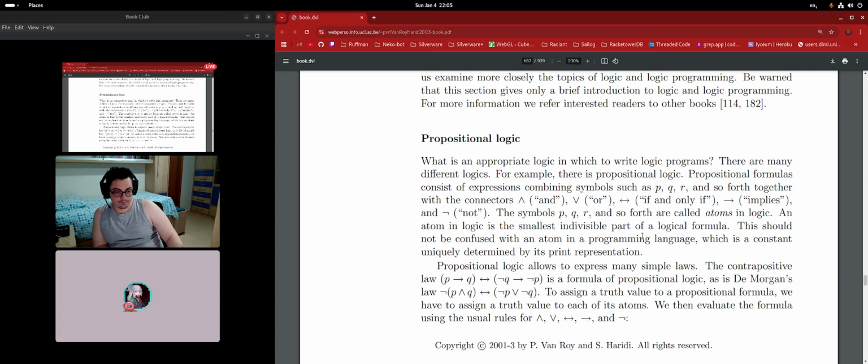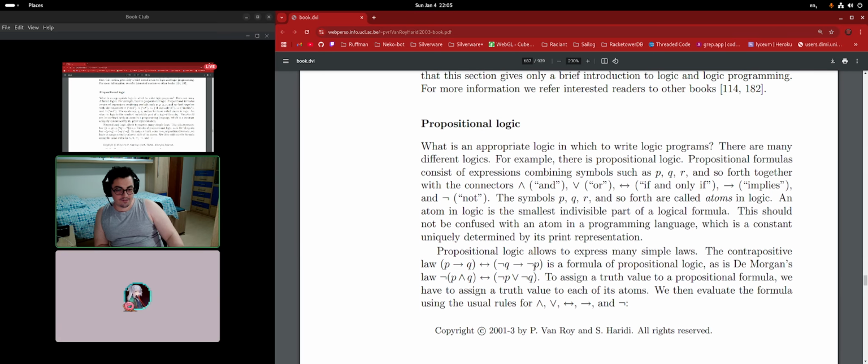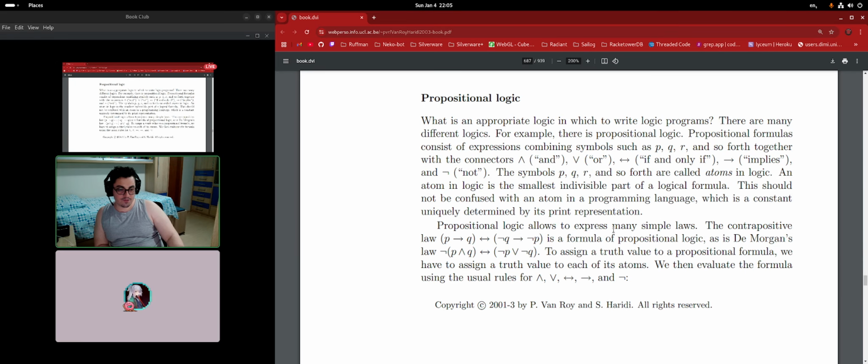Don't confuse this with an atom in a programming language. From this point onwards, you are like a blank sheet of paper. Everything is new, all the terminology is new. Propositional logic allows us to express many laws, such as the contrapositive. You also have De Morgan's law, which again is very basic for engineering courses and degrees.